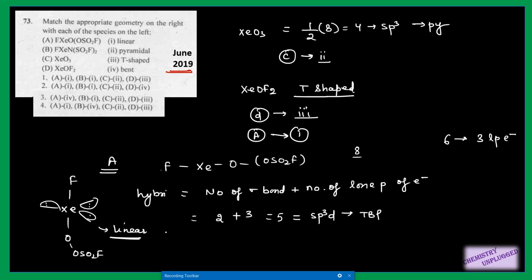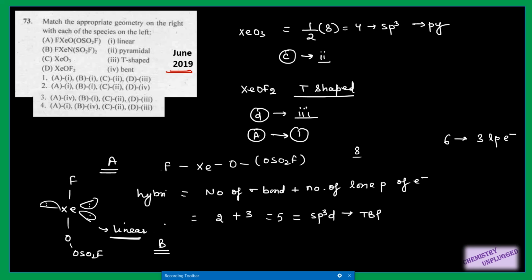Then we will try to find out the geometry of B. Again we will apply the same formula. Why am I using this one, not the previous one? Because if you use the previous one, then you may be confused and your hybridization can be wrong. You can also apply this formula in all the examples. In previous examples also you can apply this one, right? You will get the same result.